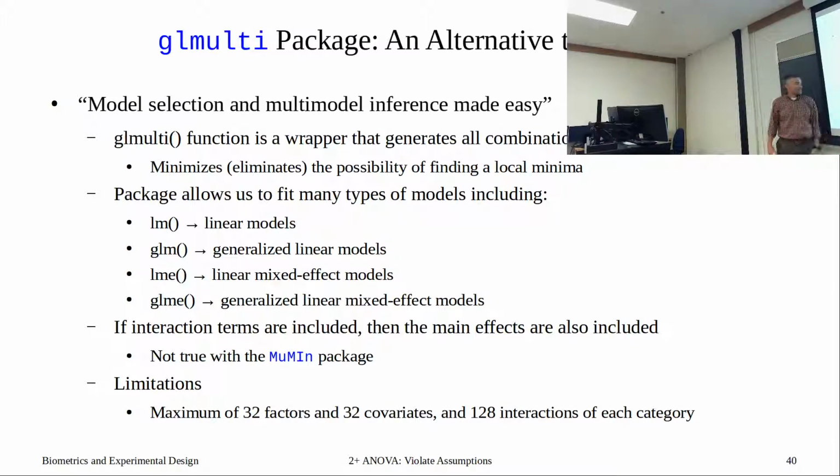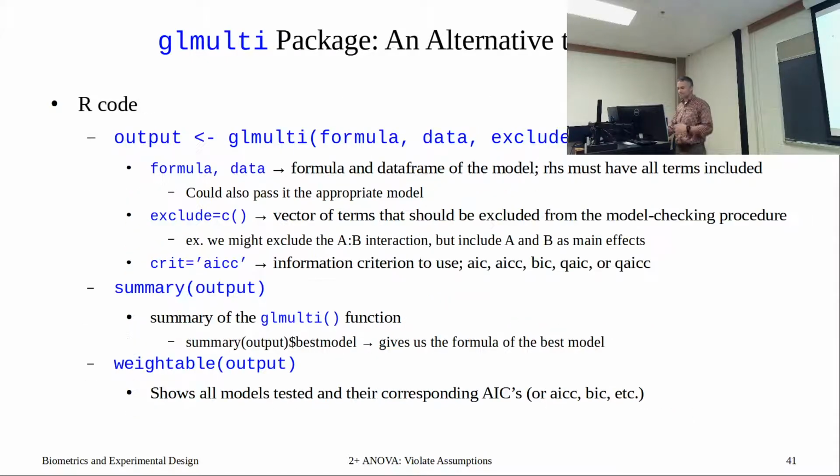The downside of this, we have a maximum of 32 factors and 32 covariates, and a maximum of 128 interactions in each category. Is that going to be a huge problem? Probably not for us. So how do we do it? How do we use the glmulti? First, you're going to have to load the package. If you're on your own personal computer, you're going to need to install this package.